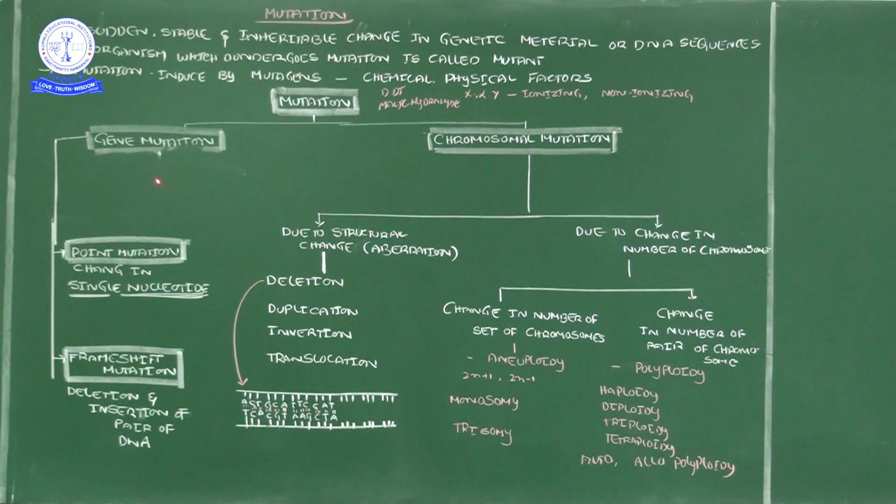Gene mutation means a particular point of the DNA sequence, nothing but one single nucleotide or a nitrogenous base pair, will be affected. The change happens at the gene level.